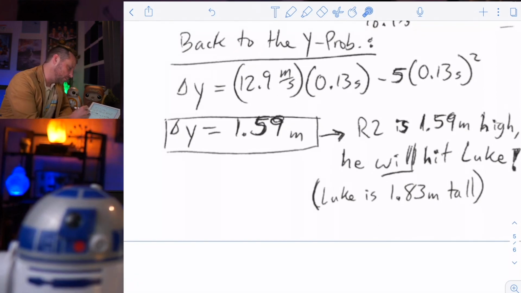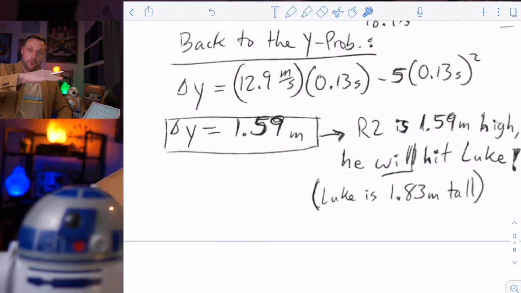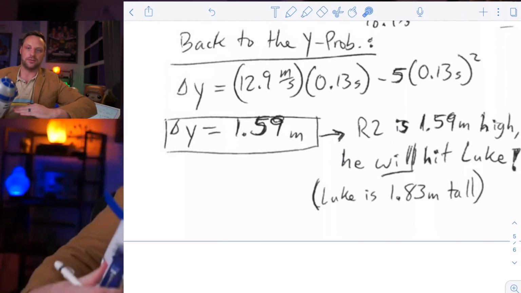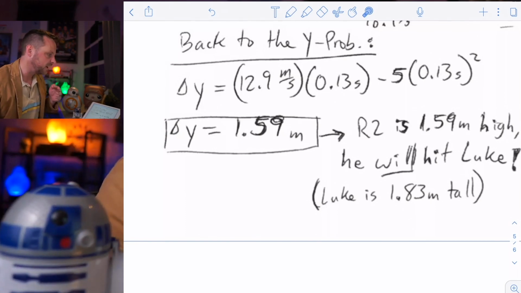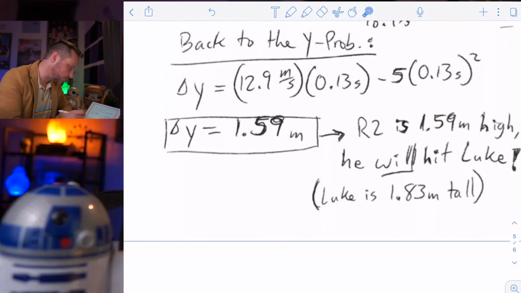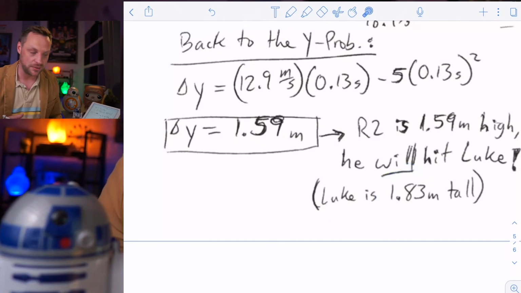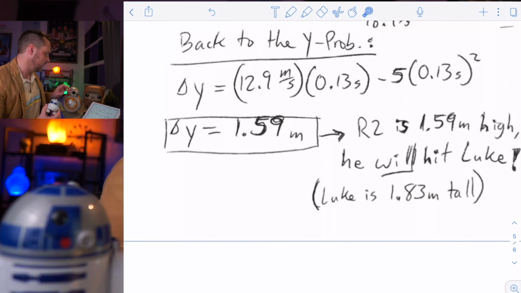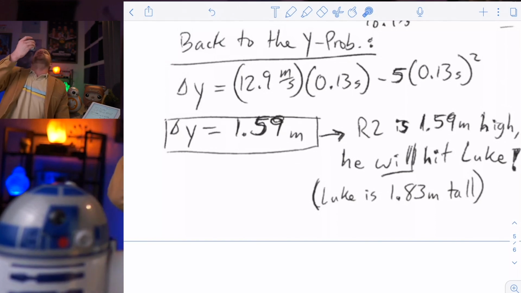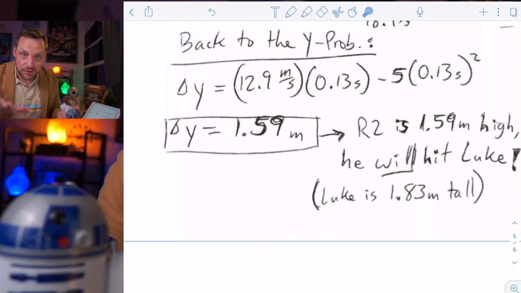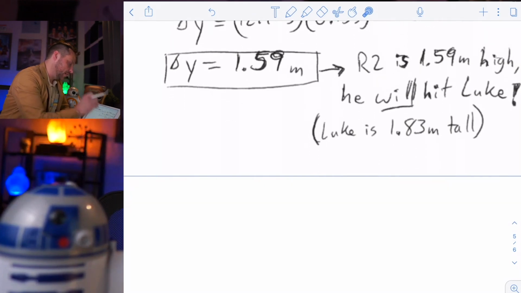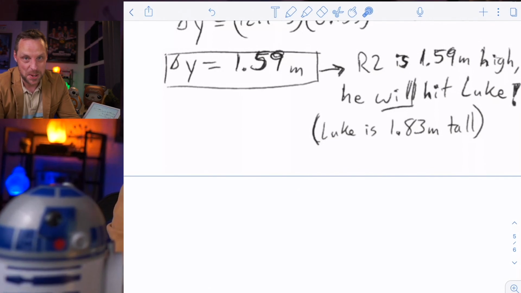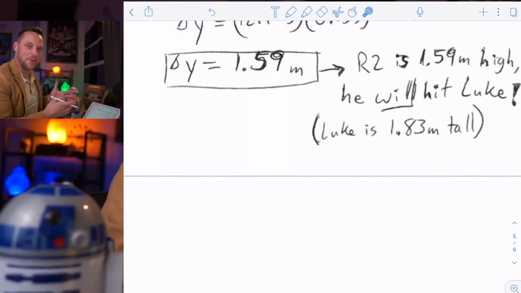Now, R2-D2 is going to be 1.59 meters up off the ground. So here's the ground, and R2-D2 is 1.59 meters up. Luke Skywalker is how tall? Luke Skywalker is 1.83 meters high. So R2-D2 is going to hit Luke. He's going to hit him somewhere because Luke is taller than R2-D2 is high in the air. So boom, they're going to collide. Now that's not what happens in the movie, but that's what happens in our physics.